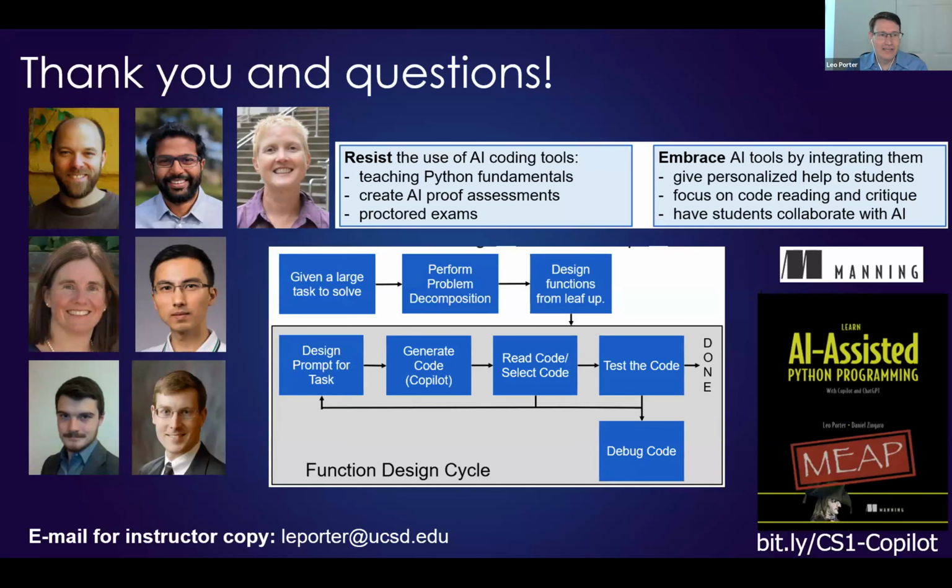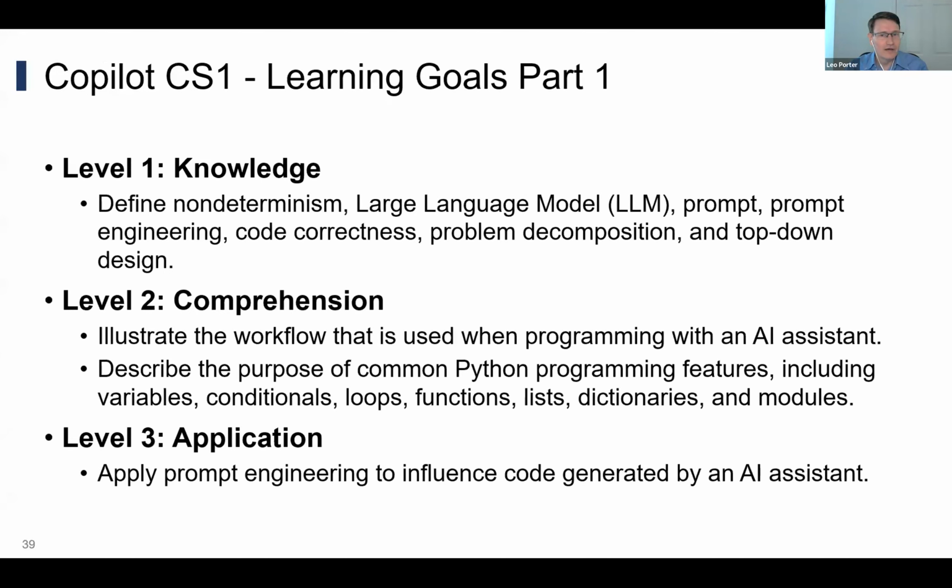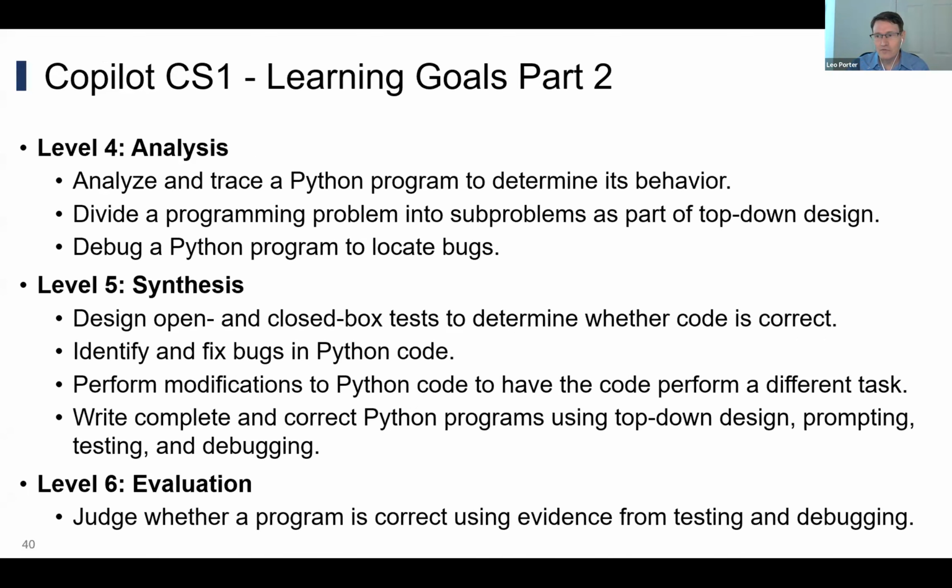I think that's a fantastic question. Where this fits in the curriculum isn't entirely clear to us, but if we look at the learning goals, and let me jump to those, I've actually got those here available. These are based on Bloom's taxonomy: knowledge level, comprehension level, application level. What we're seeing are things like being able to work with loops and functions and dictionaries and modules in Python. At the next level of Bloom's taxonomy, we've got designing tests, fixing bugs in Python code, and being able to write complete and correct Python code using a top-down design.